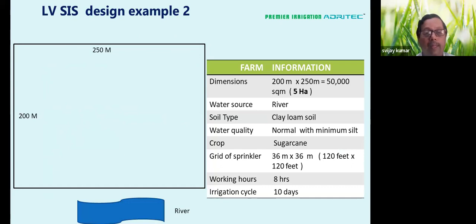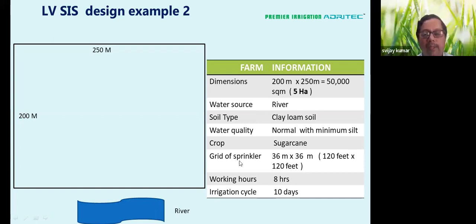I want to cover a sugarcane plot which is around 5 hectares. The dimension of this plot is 200 by 250 meters. And the water source now is a river. From the river, I have to pump this water, which is very typical. If you take a country like Africa or India, any place, you have to get the water from a very long place, and then the water has to come and irrigate this entire area. And I want to plant sugarcane.